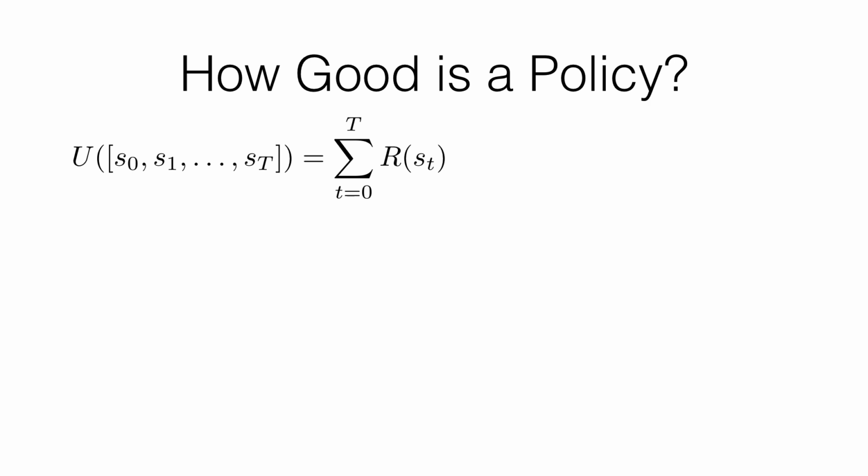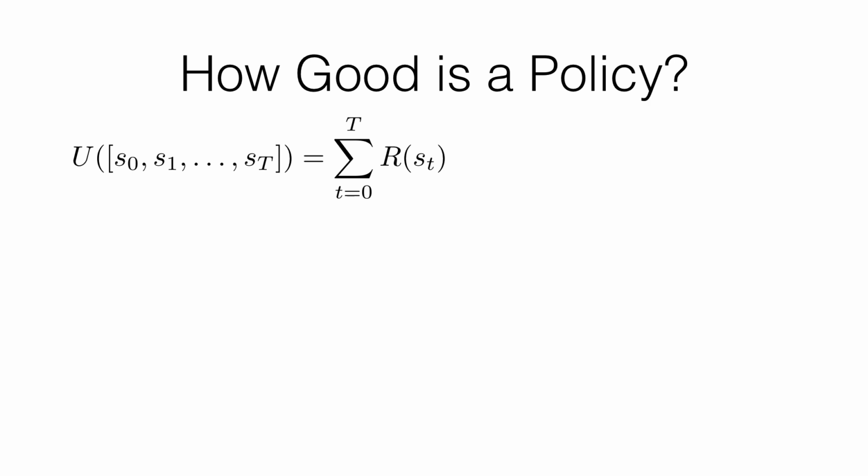So here's one way to do it. We're going to use the function u to represent the utility of a sequence of states. This is a pretty obvious way to do it. What we're going to do is say the utility of a sequence of states is the sum of all their reward values.